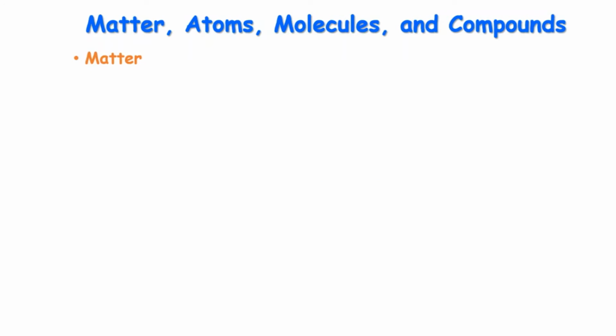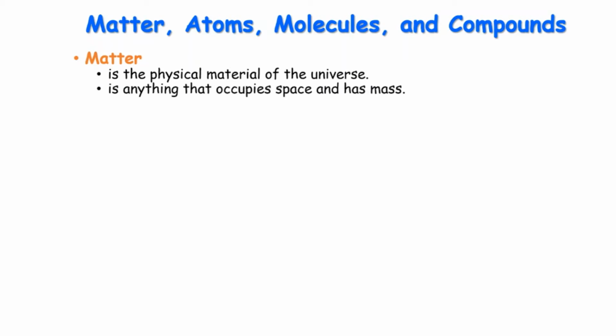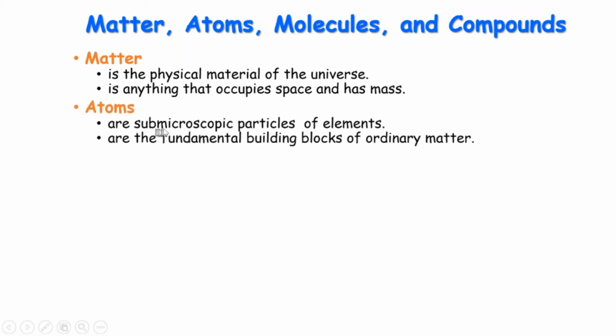Let's take care of the definition for matter first. Matter is the physical material of the universe. Matter is anything that occupies space and has mass. For example, air is matter, even though we cannot see it, but it occupies space and it has mass. Yes, air has mass. Atoms are submicroscopic particles of elements, very tiny ones, and they are the fundamental building blocks of ordinary matter.